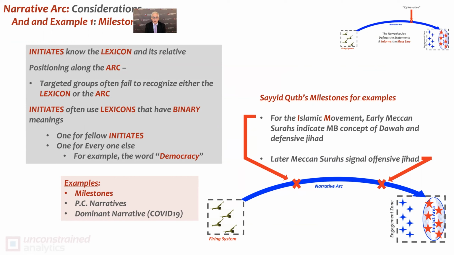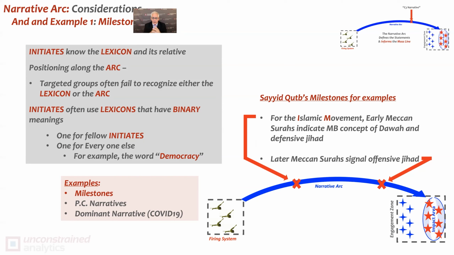one for fellow initiates that they know. That's the language of the binary retreat, and one for everyone else. And the example I use is democracy again. So examples, milestones, Syed Qutb's book, The Milestones, politically correct narratives, the dominant narrative, the COVID-19 narratives, which again, we treat as severable from COVID-19 itself. So let's just use the one we've been briefing for 10 years now.